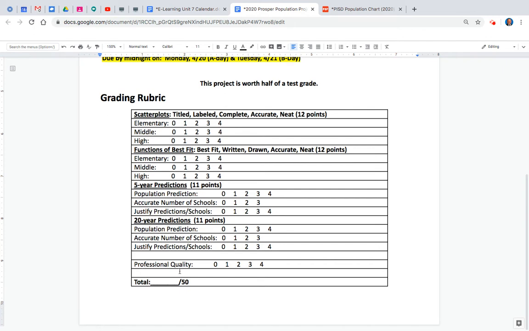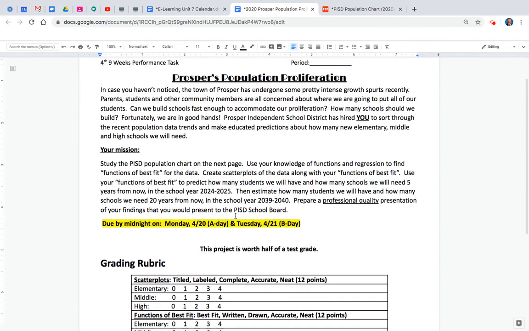And then again, last but not least, professional quality. Make sure that it is professional. Please take care in ensuring that.